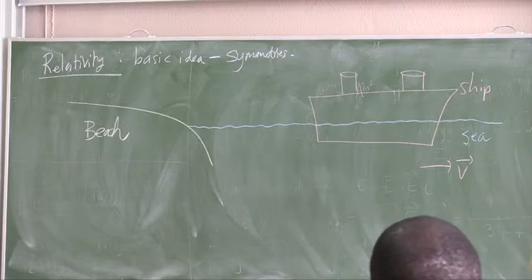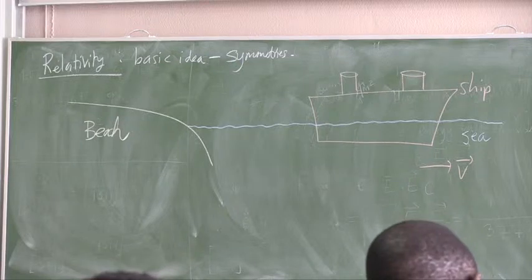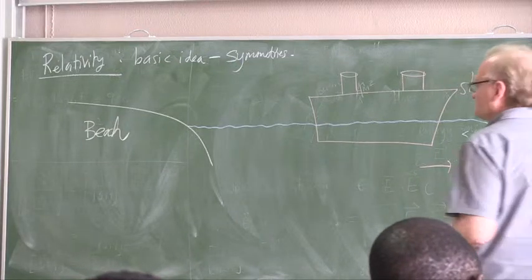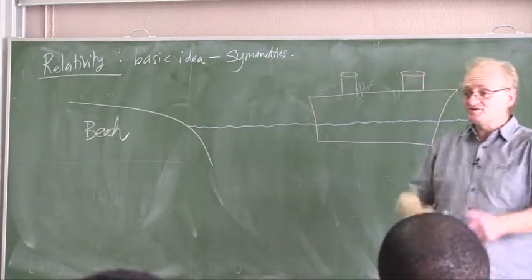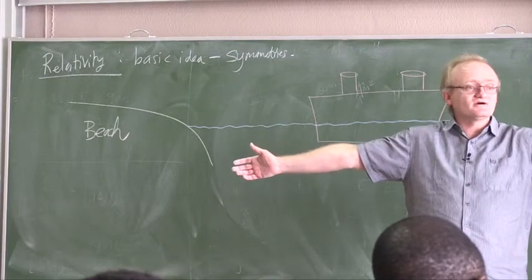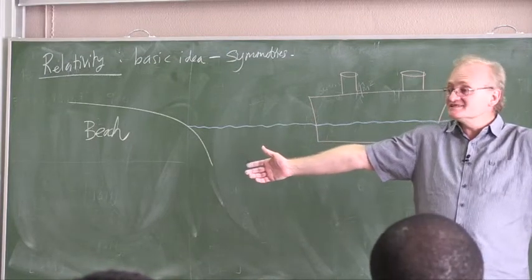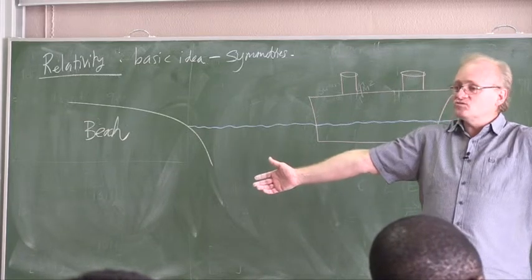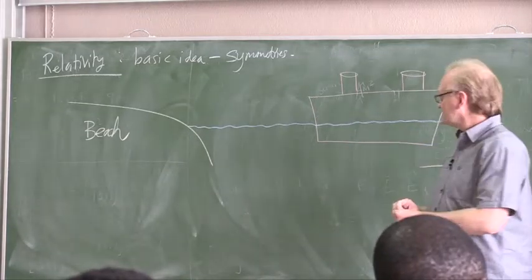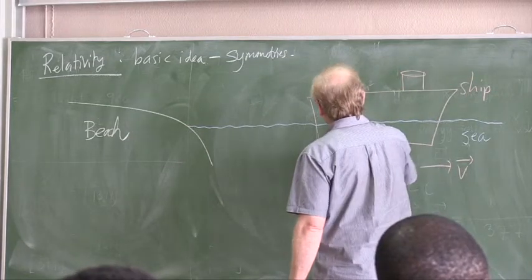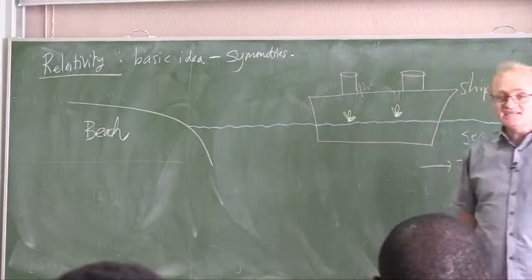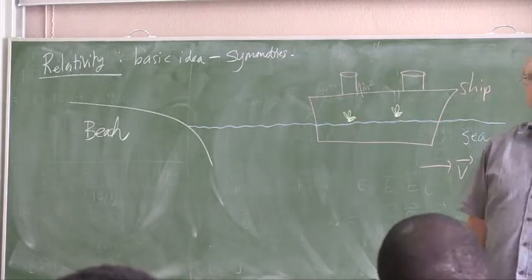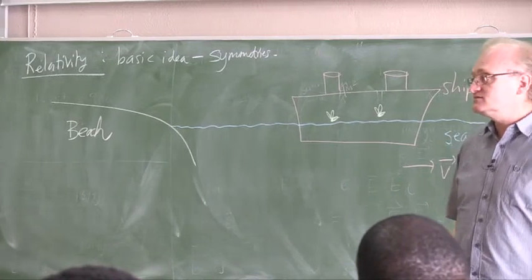The question is, if you study the laws of physics on the beach, or you are inside the ship and you cannot see outside and you study what the laws of physics are, will the laws of physics be the same? And the way that Galileo phrased this is, he said, let's study some flies that are in the ship. By studying the flies, would you be able to tell how fast the ship is going?